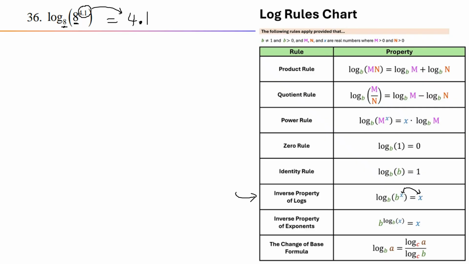Or you can use the power rule and the identity rule to solve for it. We have log base a of 8. Remember, we have the power rule. We move the exponent in front and then do the multiplication. So 4.1 times log base a of 8. And if you use the identity rule, you will have 4.1 times 1. That is 4.1.